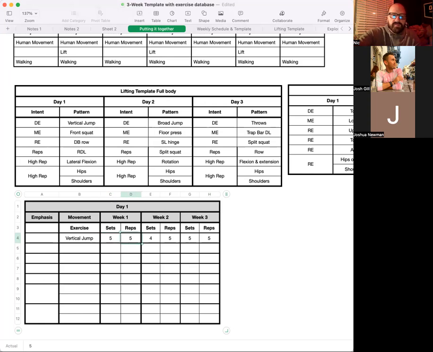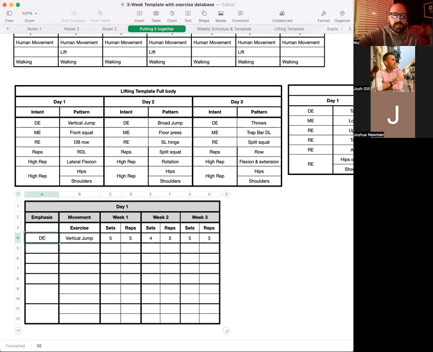So this could be 5 by 5 on a lower box. This could be 4 by 5 on a slightly higher box. And then this could be 5 by 3 with an even higher box, right? So the intensity is going up as the volume is going down.